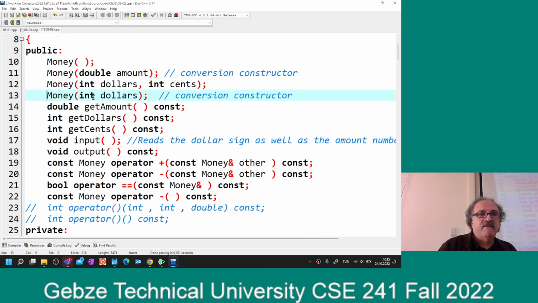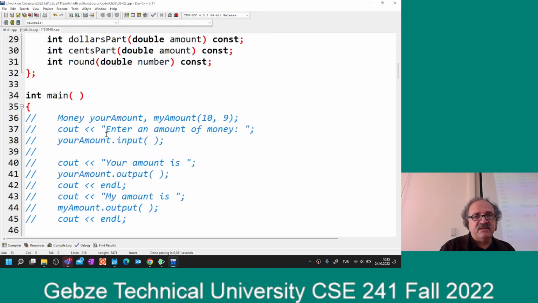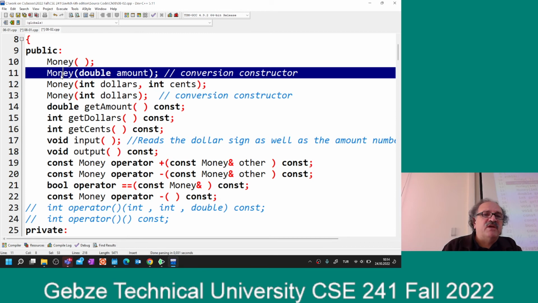If you want this to happen, M3 plus $80.20, the plus operator to work, this is fine. There are no operators that will take a money and a double, right? Do you see it? It doesn't. I have only an operator that will take money and money. But the compiler is smart enough to say that using this conversion constructor, I can make a money out of this $80.20 double value. So this is the part that we already know.